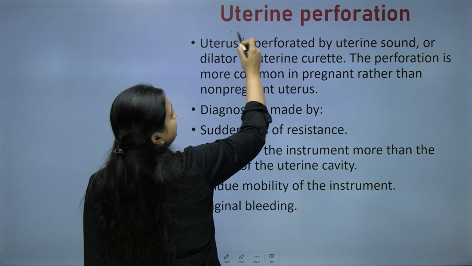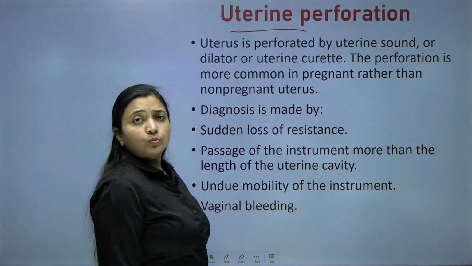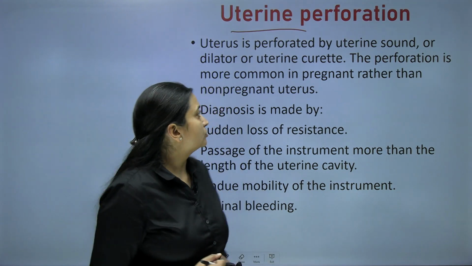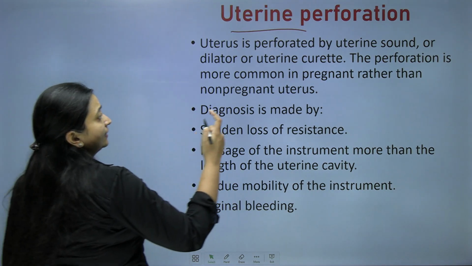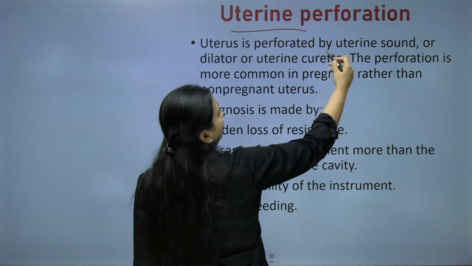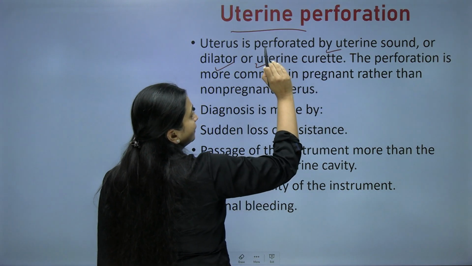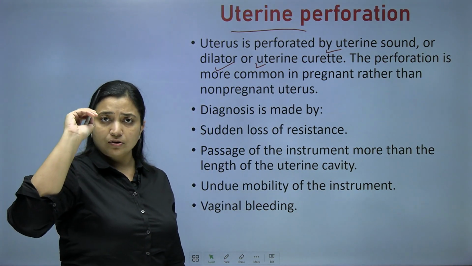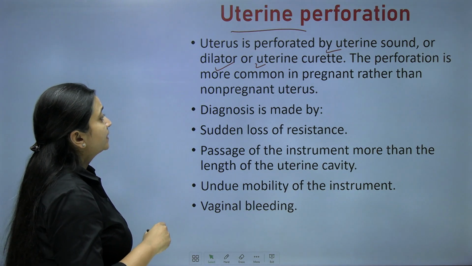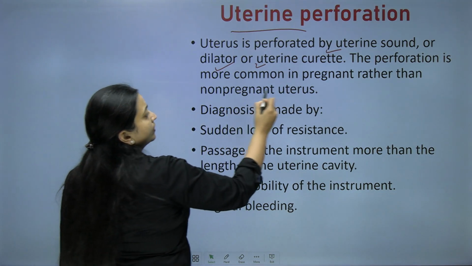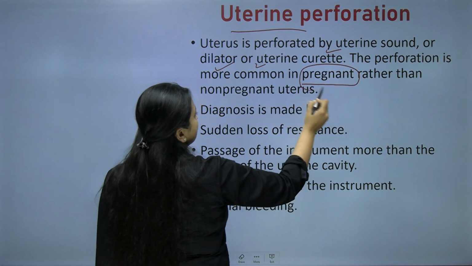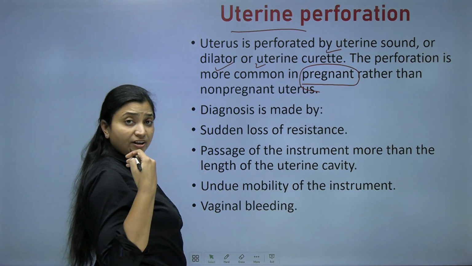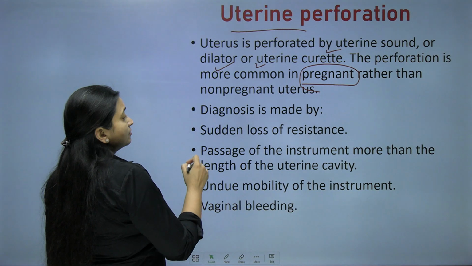Uterine perforation. We have to be very skillful in managing this uterine perforation. Uterus is perforated either by a uterine sound or dilator or curette in cases of D&C, and in D&E even your cannula can go inside the peritoneal cavity. The perforation is more common in pregnant women, as I was saying, because the pregnant uterus is very soft and it gives way very easily.